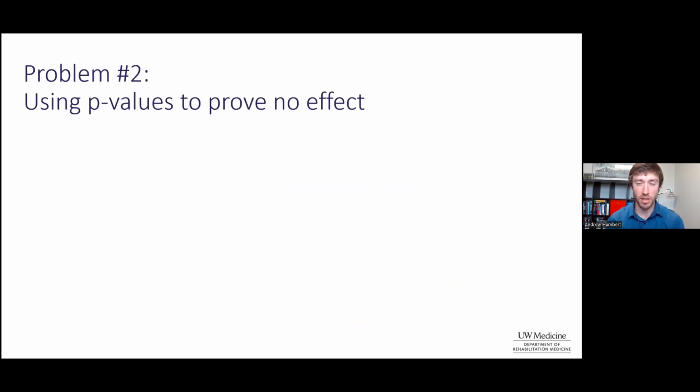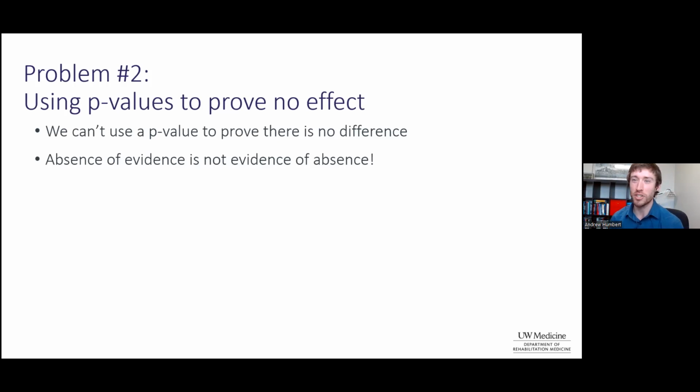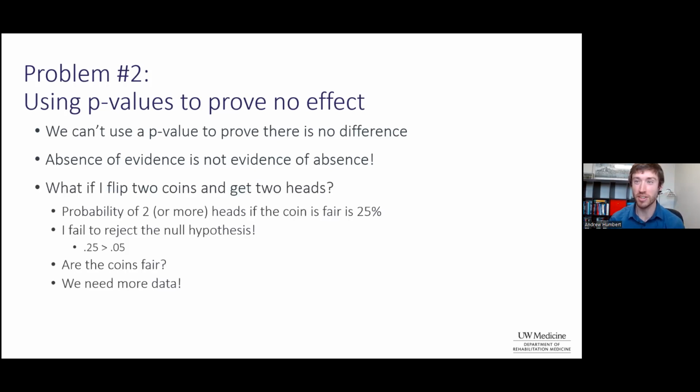The second problem, this will be the last problem I talk about for p-values, is using p-values to prove no effect. I think it's really tempting to see a large p-value and say, oh, we know that there is no effect. We know this treatment does not work. But we can't actually use a p-value to prove there is no difference. It's just not mathematically possible. And it's important to note here that the absence of evidence is not evidence of absence. I'm hoping to illustrate that through an example moving ahead.